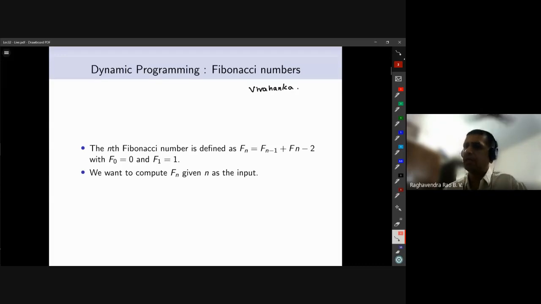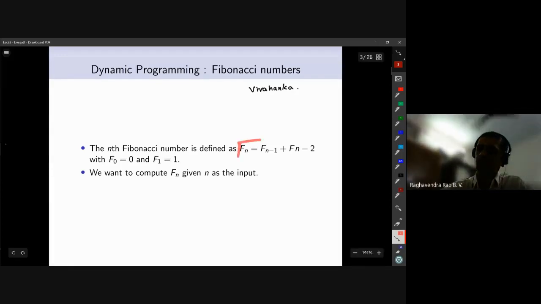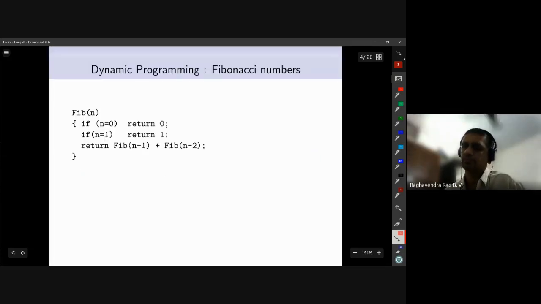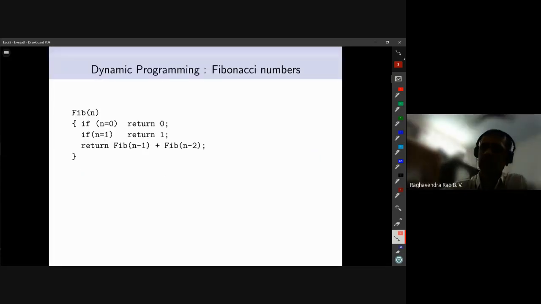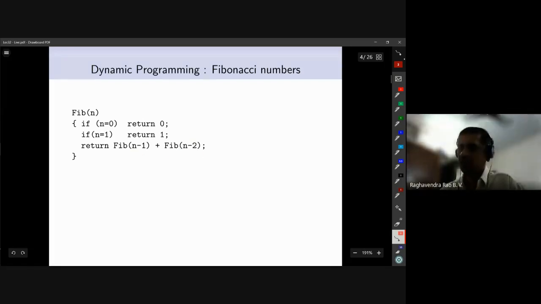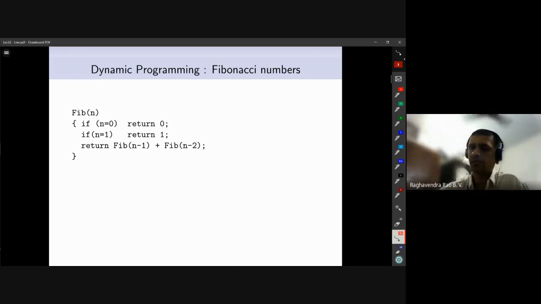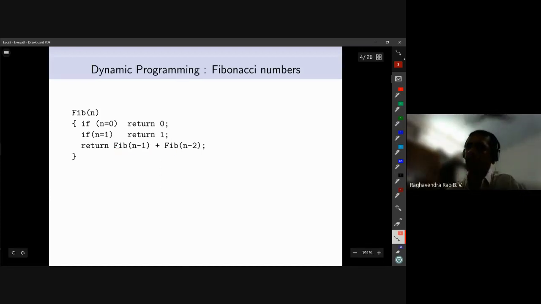One naive implementation would be to just write this as a recursive program. That's it. Let's call this fib. So fib of n: if n is 0 or 1, you return the corresponding values. Else you return fib of n minus 1 plus fib of n minus 2. So there are two recursive calls.